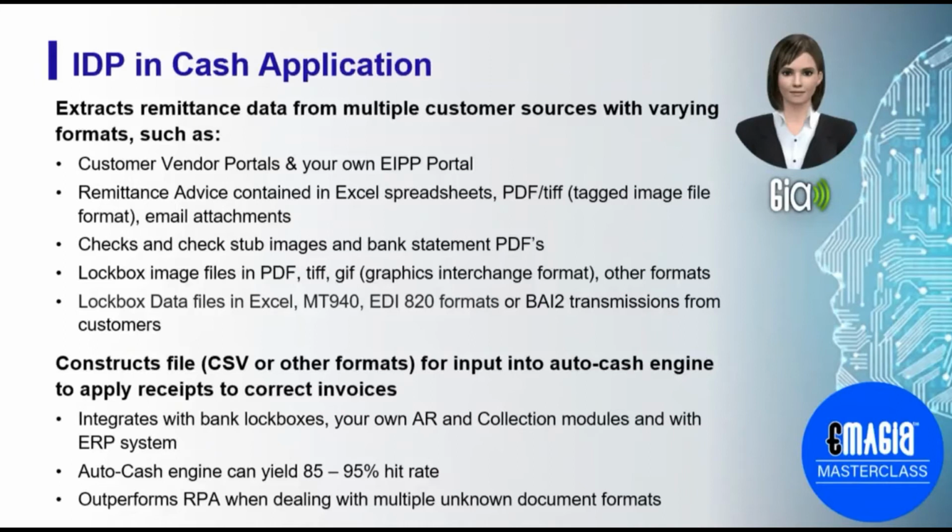IDP can handle all that, sets it all up in a nice file, which then is run through AutoCache. And we've seen improvements in the AutoCache hit rate. We've seen them get as high as 85 to 95%. So it's a big help. And again, it's taking that first step of data extracting and accelerating it.